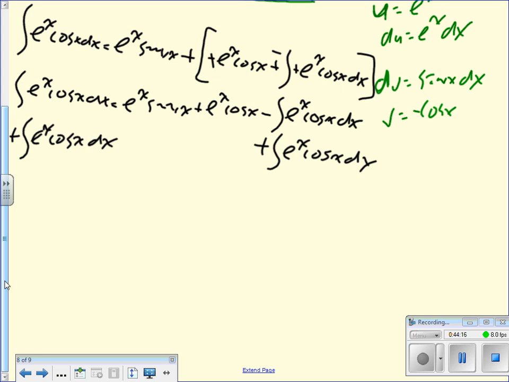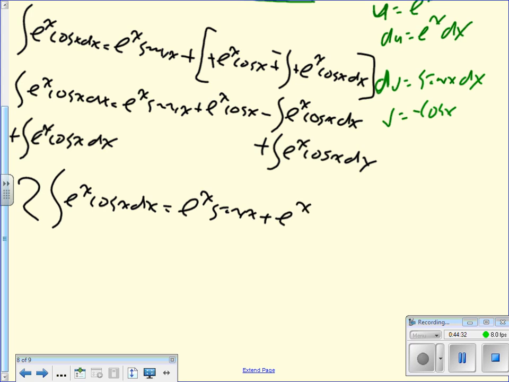Integral of e to the x cosine x dx plus integral of e to the x cosine x means that I have two integral e to the x cosine x dx equals e to the x sine x plus e to the x cosine x plus C. But is this what I started with? Not exactly, because I got two of them. What do I do to get rid of the two in the front? Divide both sides by 2.